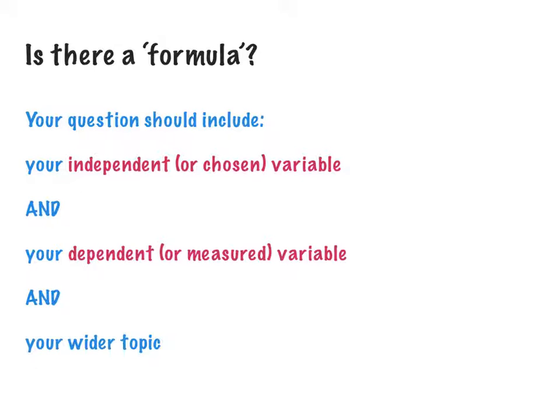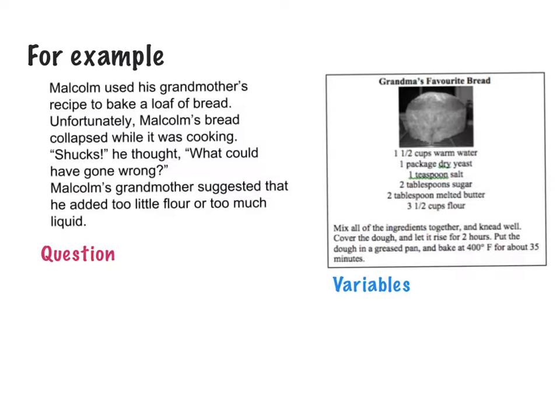Now, the question should, in one sentence, link your dependent variable with your independent variable and the wider topic or the background information you've gathered. So hopefully you can see and be able to do that. So let's look at an example here.